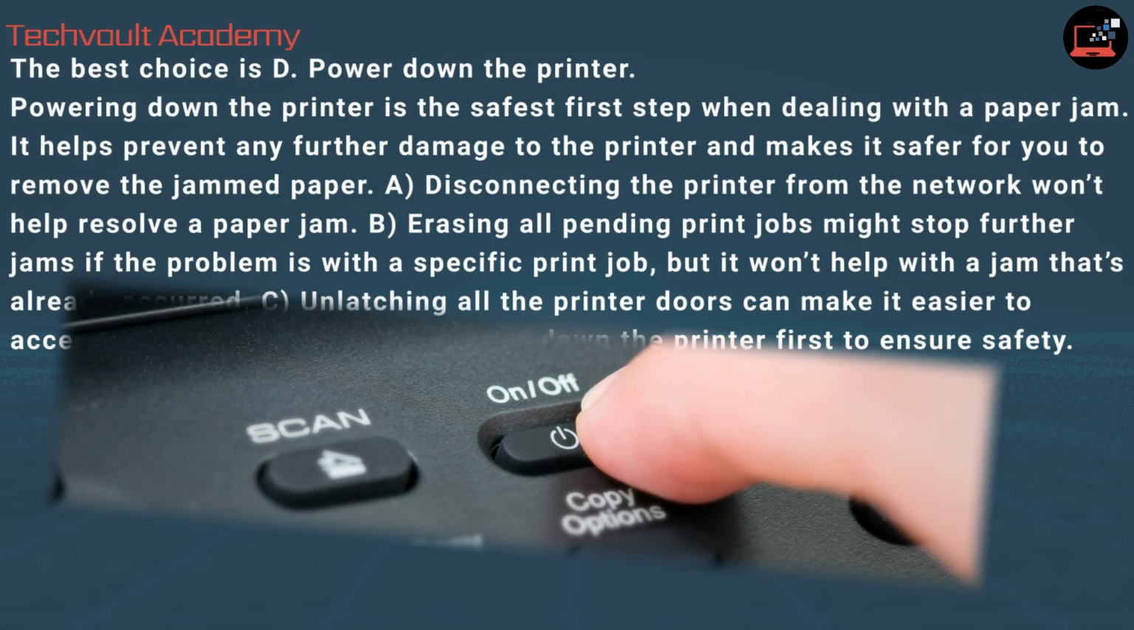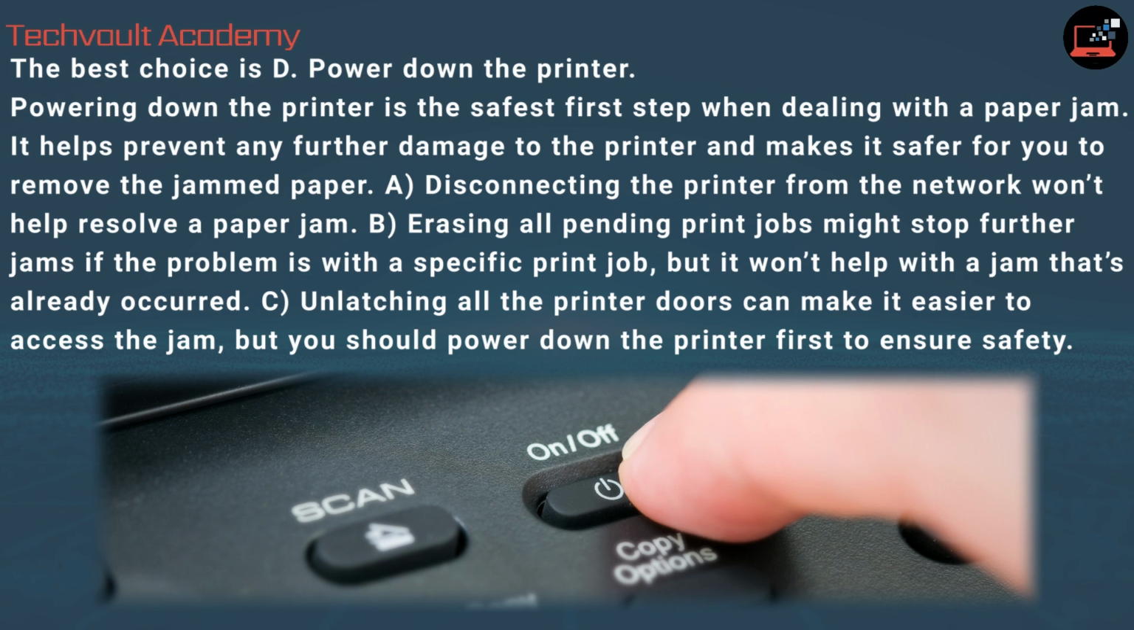The best choice is D. Power down the printer. Powering down the printer is the safest first step when dealing with a paper jam. It helps prevent any further damage to the printer and makes it safer for you to remove the jammed paper.